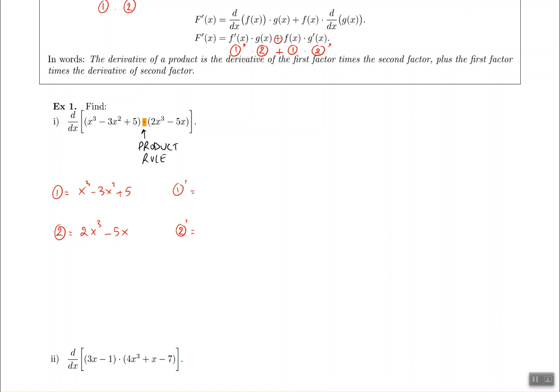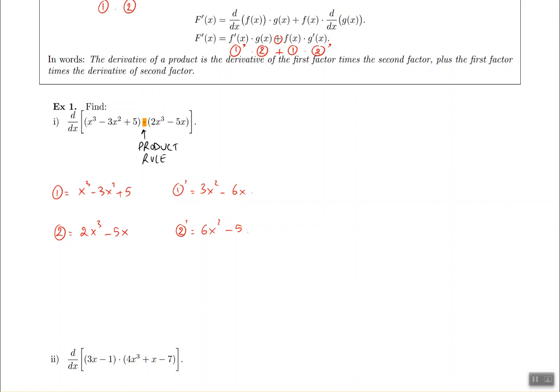So for example, what's the derivative of x cubed? It's 3x squared. What about the derivative of negative 3x squared? It's negative 6x. And the derivative of 5 is 0, so we're just going to ignore that. Now on the second line, the derivative of the second function, the derivative of 2x cubed is going to be 6x squared, and then the derivative of 5x is going to be just 5 with the negative sign in front of it.